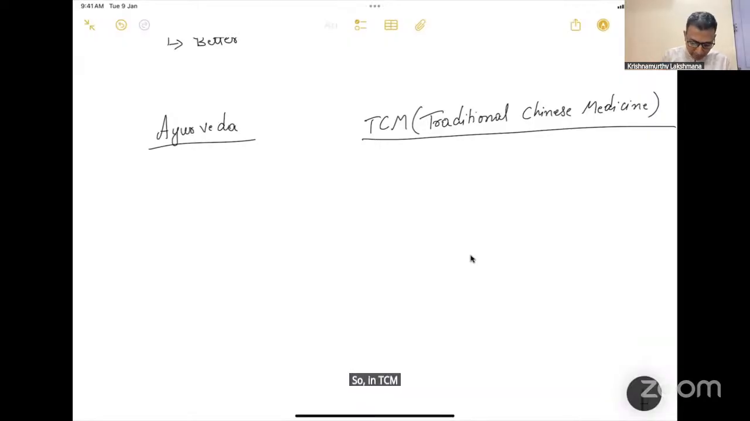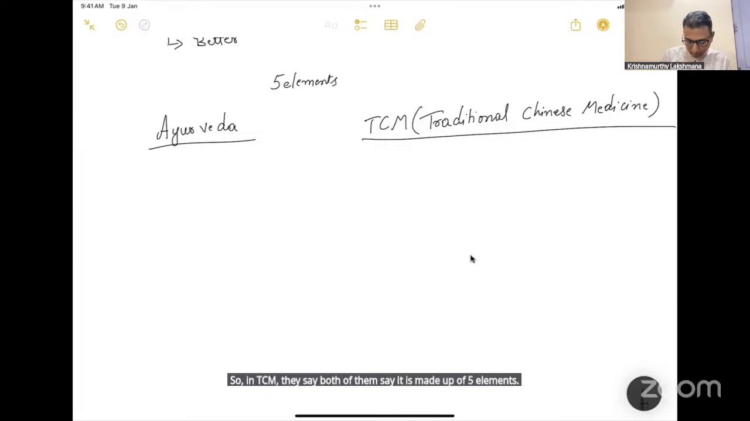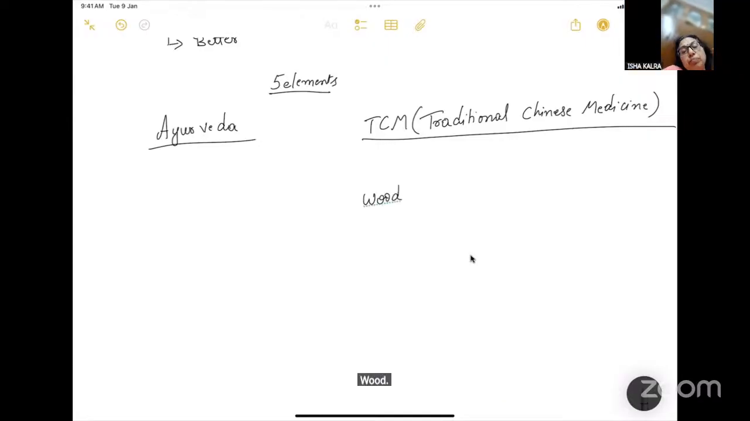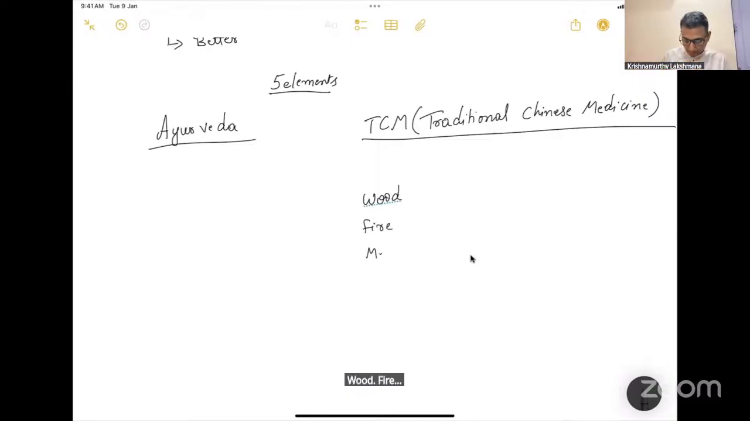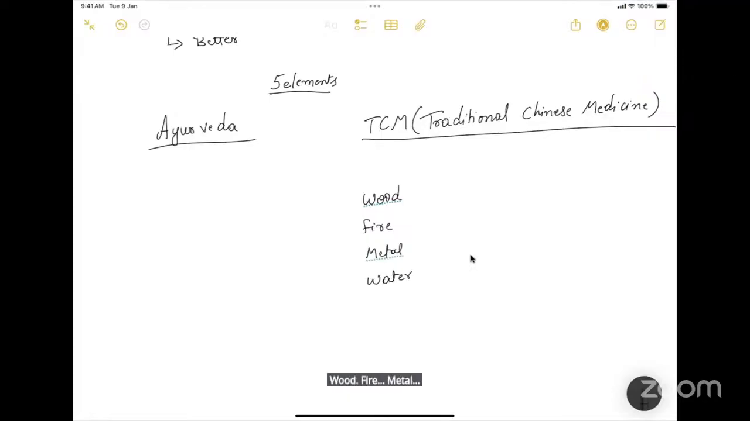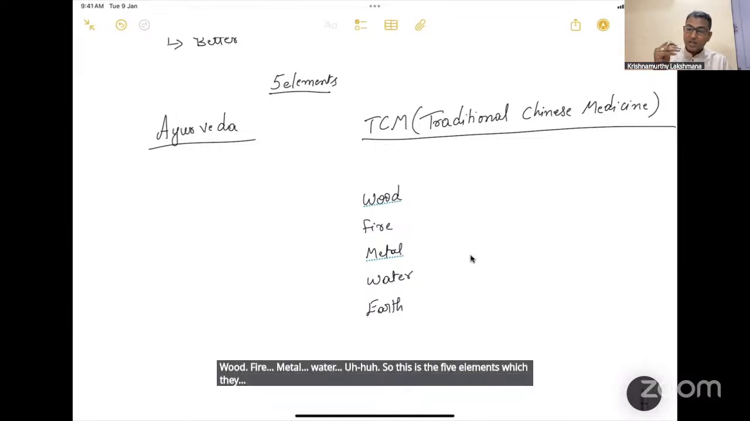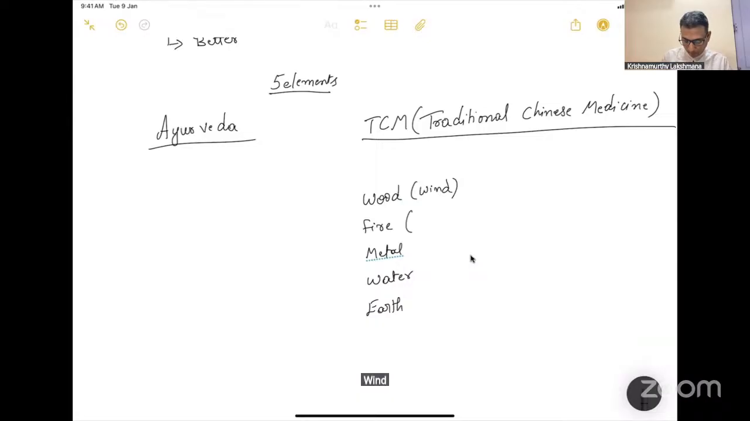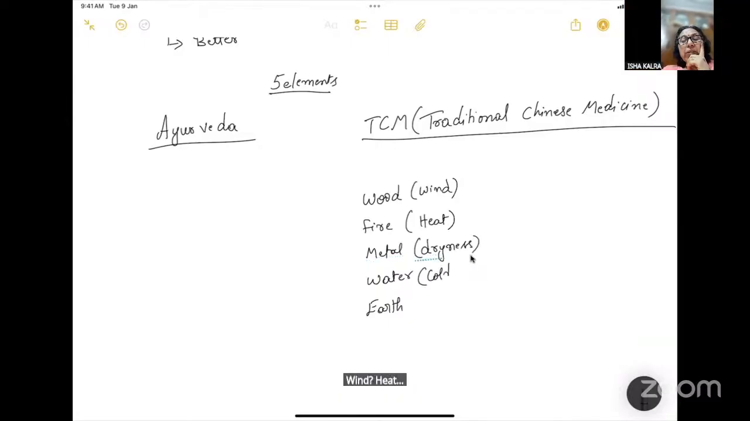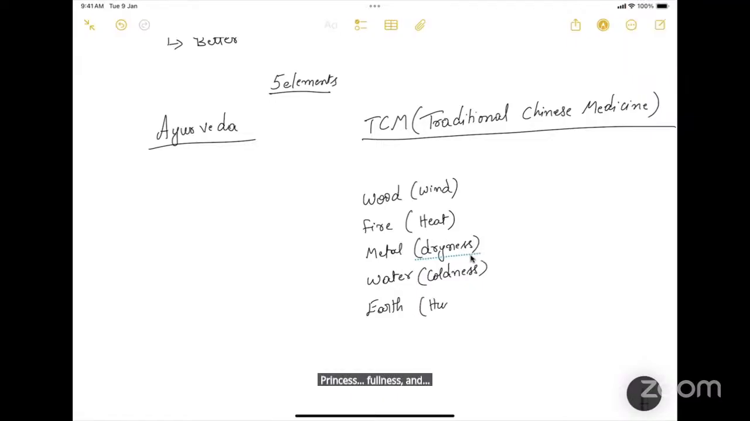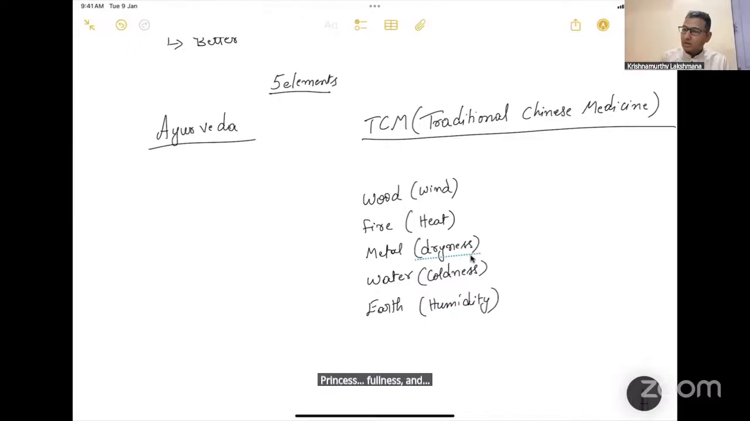So in TCM, they say it is made up of 5 elements. What are the 5 elements as per TCM? Wood, fire, earth, metal, water. These are the 5 elements mentioned in TCM, and their corresponding energies are wind, heat, dryness, coldness, and humidity.